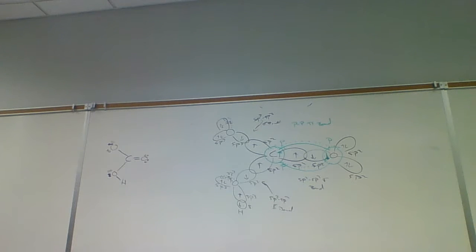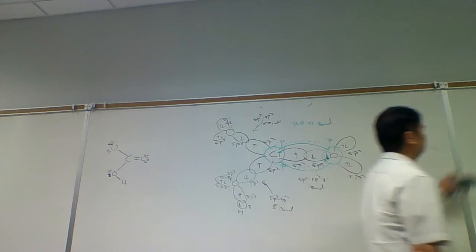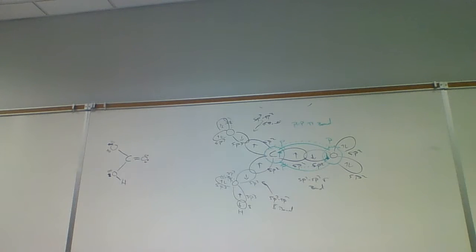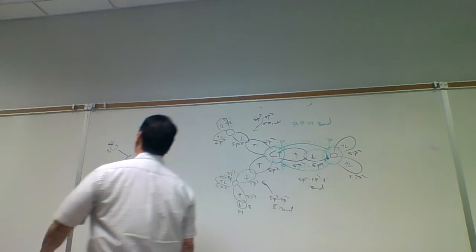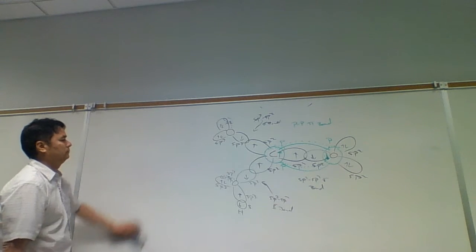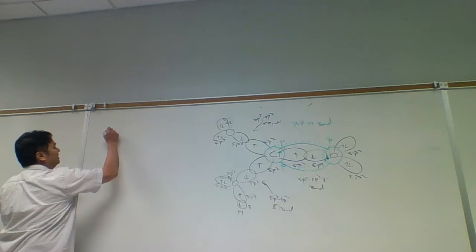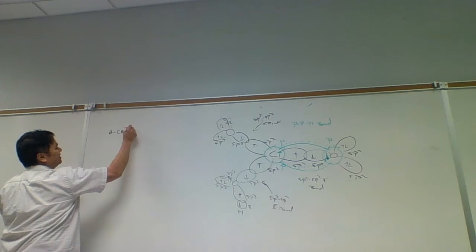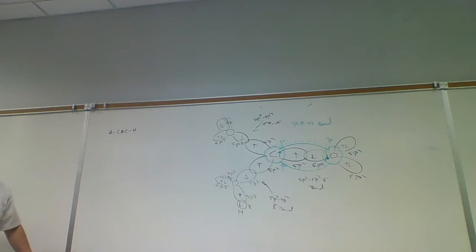Now, a triple bond is going to have 2 pp pi bonds and 1 sigma bond. Do you want to do a triple bond? Okay. Maybe, maybe not. Maybe we should do that. Let's do acetylene, which is the simplest triple bond here. What is the hybridization on carbon?